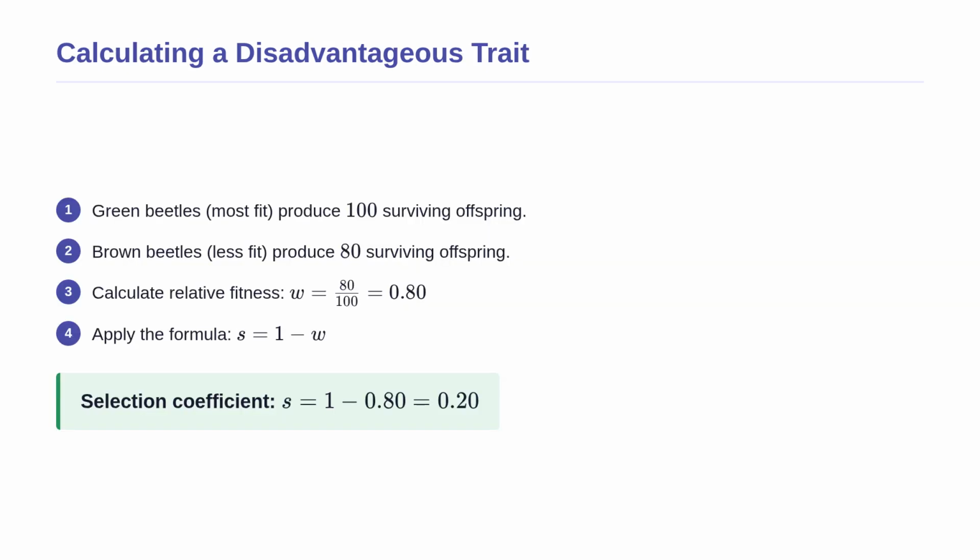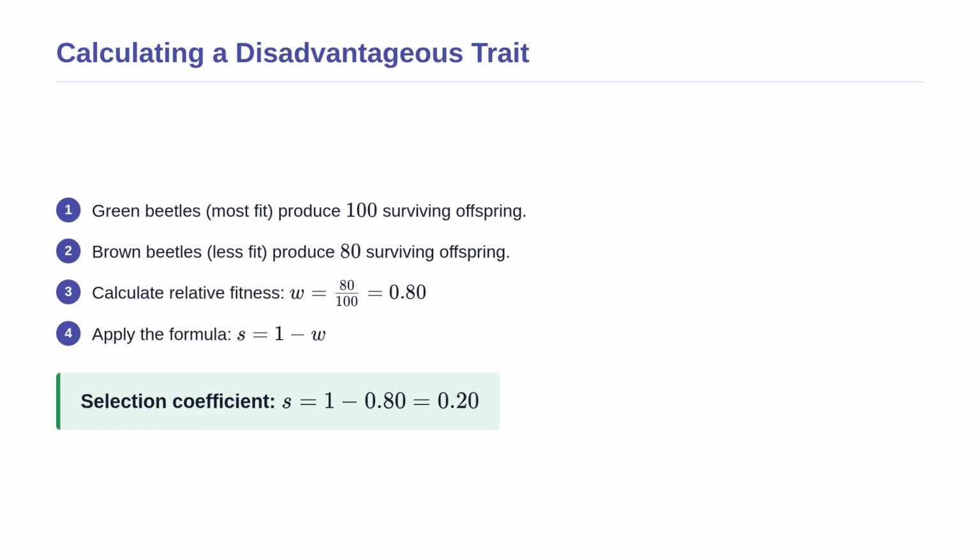With our formula in hand, let us see this with a concrete example involving a real population of beetles. Suppose the green beetles are perfectly camouflaged and produce an average of 100 surviving offspring. The brown beetles stand out to birds and only produce an average of 80 surviving offspring. We want to find the selection coefficient for the brown beetles. First, we find their relative fitness by dividing their 80 offspring by the 100 offspring of the green beetles. This gives a relative fitness W of 0.80.